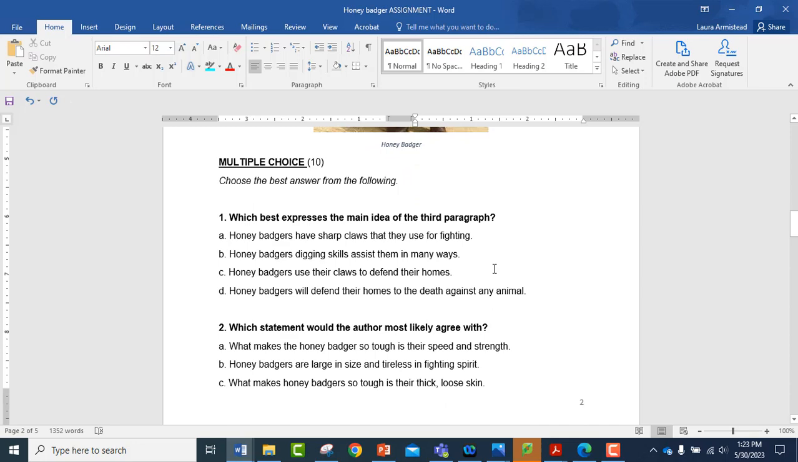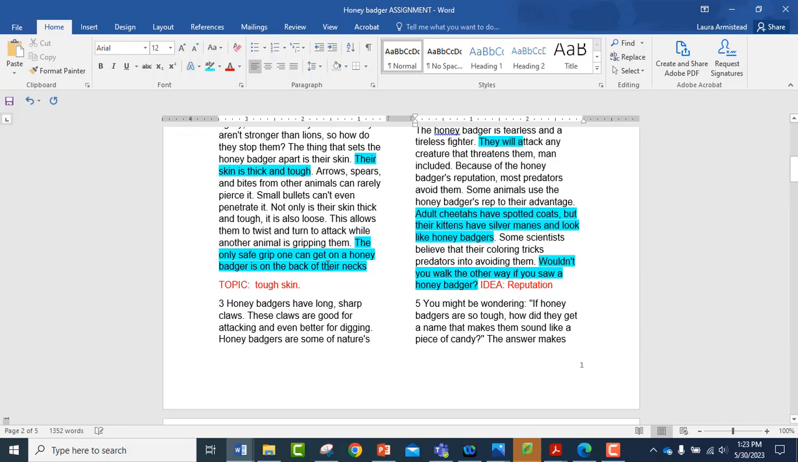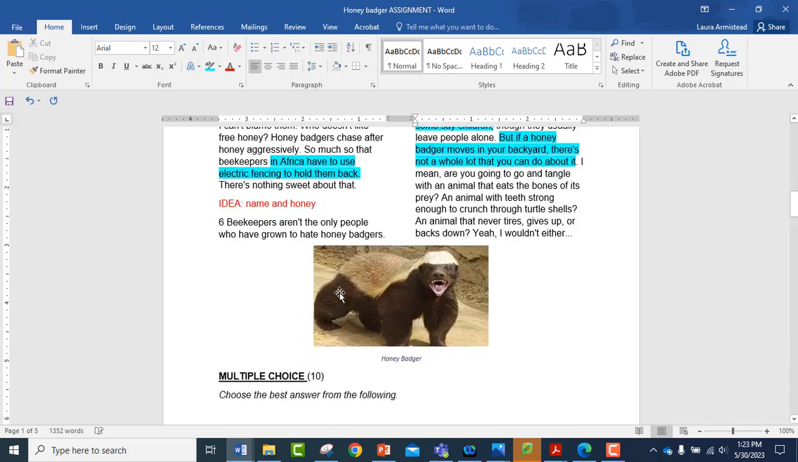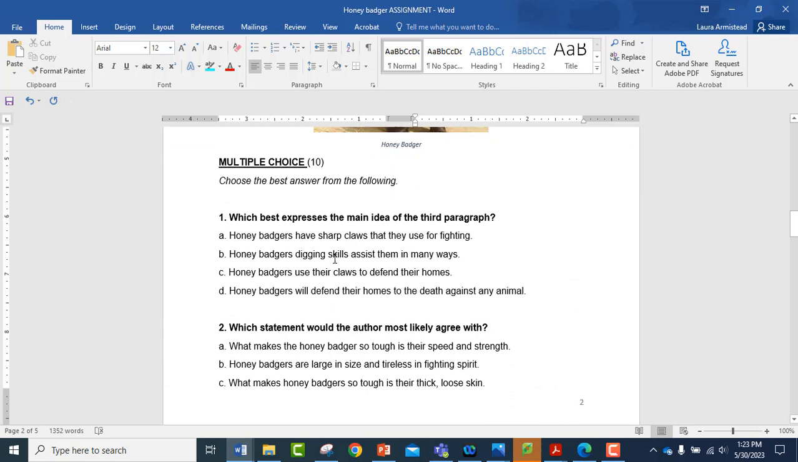Which best expresses the main idea of the third paragraph? So we said the third paragraph was all about their claws and their home. So is it honey badgers have sharp claws? Honey badgers' digging skills assist them in many ways. Honey badgers use their claws to defend their homes. Honey badgers will defend their homes to the death against any animal. Well, this one has both claws and homes. I think that's probably the best one. It does talk about claws. It does talk about digging. It does talk about defending their homes, but this one does talk about their claws and their homes.